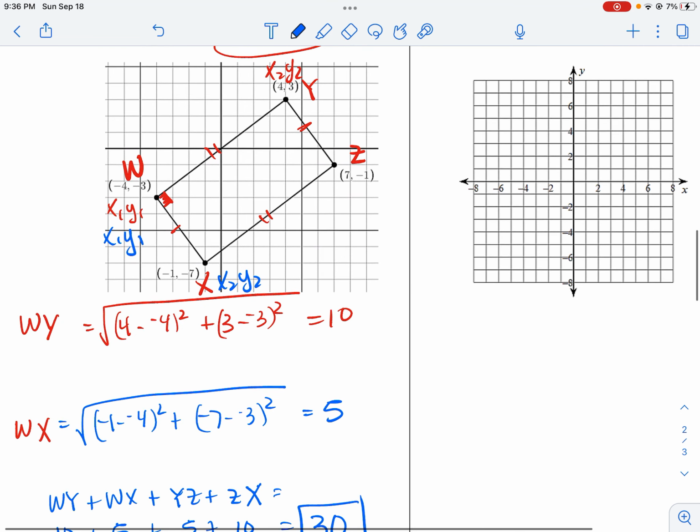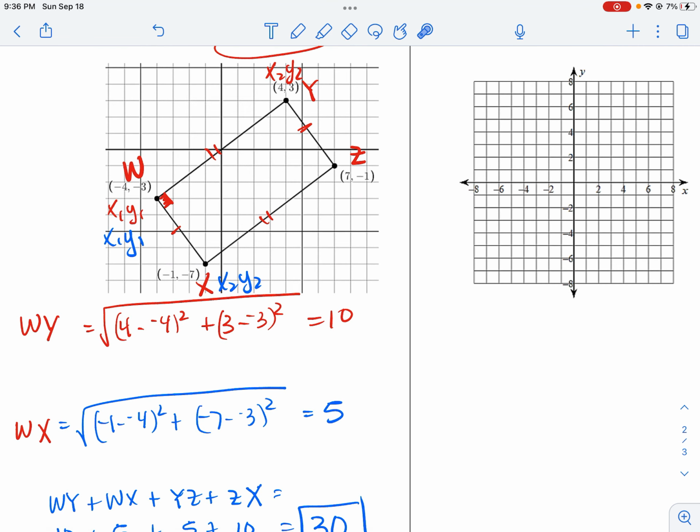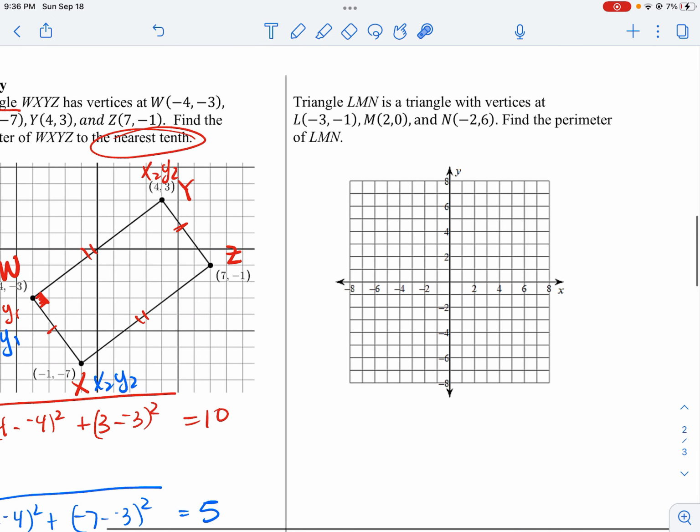Again, it's just the distance formula, repeated. Making sure that you label your points and either erasing those or going back and using a different color, crossing them out, something so that you know which one you're dealing with at the time so that you can keep your points straight. The last shape we're going to talk about is a triangle.